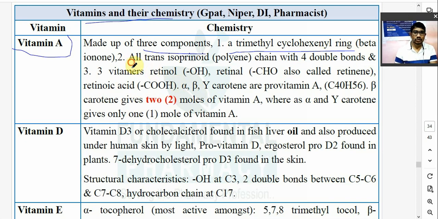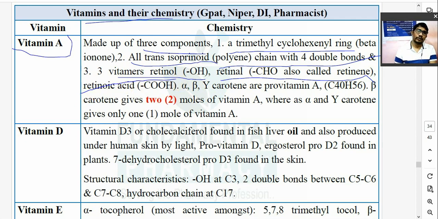Then उसमें isoprenoid units होता है. So all trans isoprenoid units known as a polyene. Okay, polyene chain with the 4 double bonds. Beta ionone ring plus isoprenoid units and 4 double bonds. And lastly alcohol होता है. Now your vitamin A has 3 forms. अगर अल्कोहल है तो उसको बोलते हैं रेटिनॉल. अगर अल्डिहाइड है तो उसको बोलेंगे रेटिनल और also called as retinene. अगर कार्बोक्सिलिक एसिड ग्रुप है तो बोलेंगे रेटिनोइक एसिड.